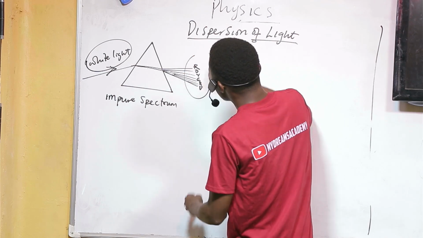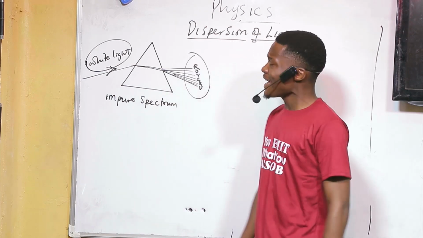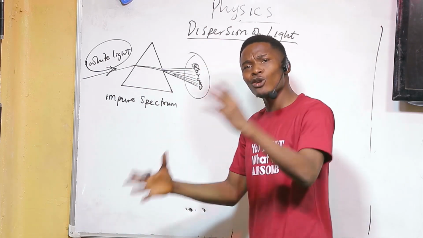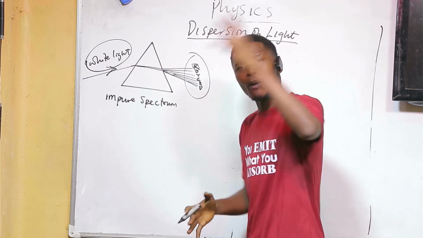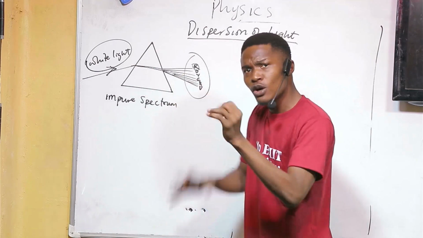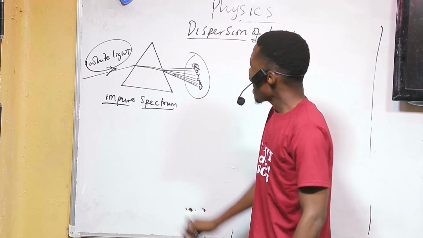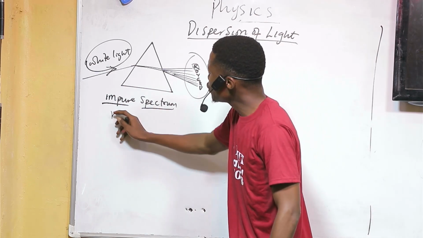Now, forget the fact that I drew it very beautifully like this. In real life, these colors are going to overlap, meaning you are going to see the colors on top of each other, red on top of yellow and so on. Because of that, it is called an impure spectrum. An example of an impure spectrum is your rainbow.